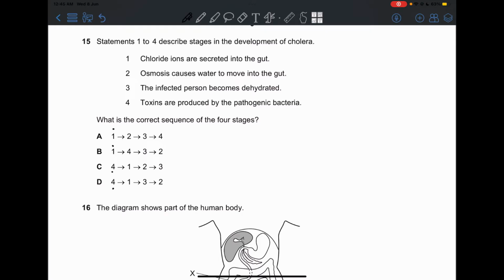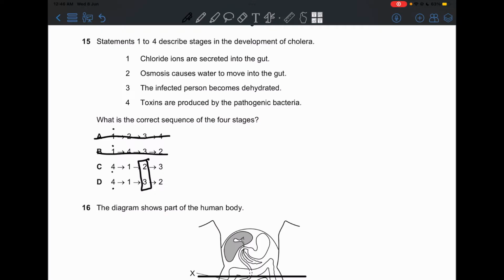So we're going to be choosing between C and D, not A and B. Now let's check what is correct, C or D. Now C says 4 and then 1, which is chloride ions. Both of them say 4 and then 1. Now the difference is here. So let's check which is the correct one. Now C says there is 2 after 1. 2 is saying osmosis causes water to move into the gut. And then 3 says the infected person becomes dehydrated.